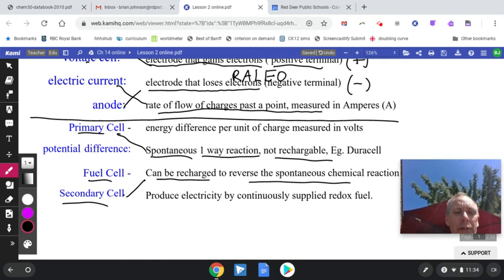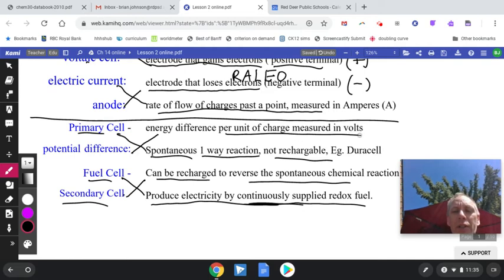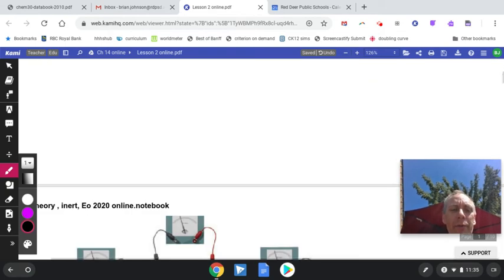So what's the definition of a fuel cell? It produces electricity and you need to continuously supply fuel. So our last definition would be potential difference, the energy difference per unit charge measured in volts. Okay, little review from yesterday.